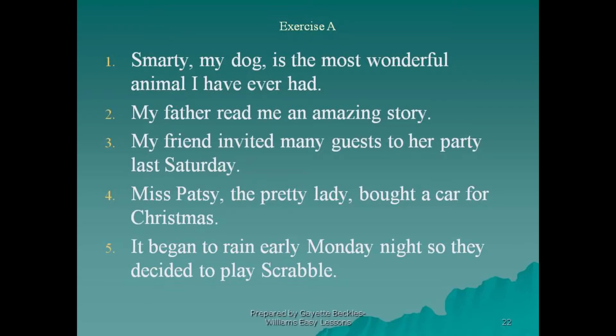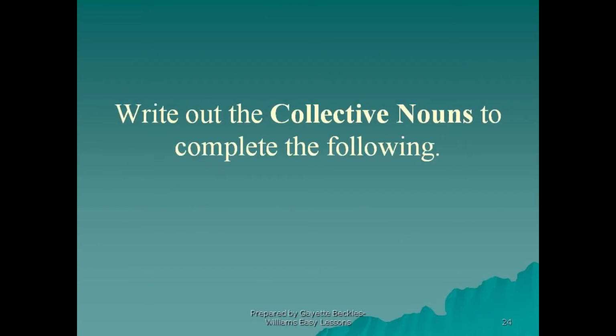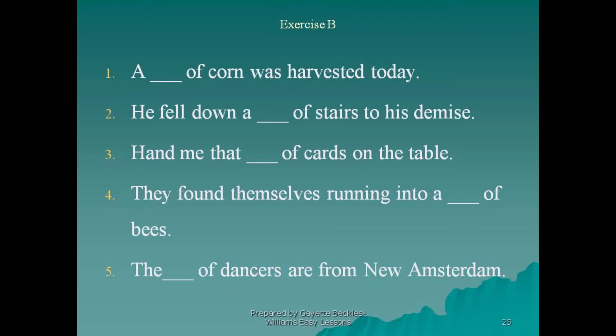And now we move on to exercise B. Your instruction: write out the collective nouns to complete the following. 1. A something of corn was harvested today. 2. He fell down a something of stairs to his demise. 3. Hand me that something of cards on the table. 4. They found themselves running into a something of bees. 5. The something of dancers are from New Amsterdam.